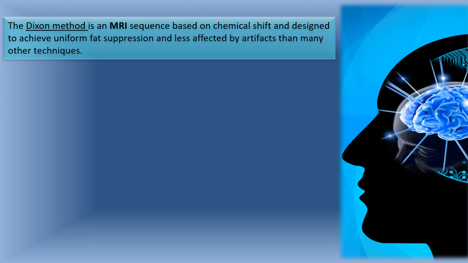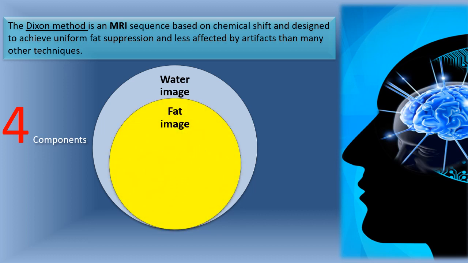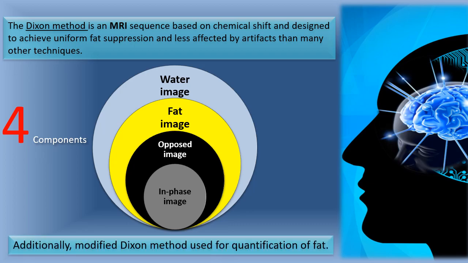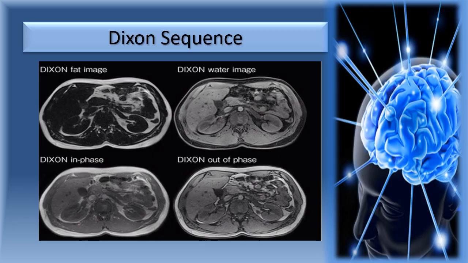This diagram demonstrates the four components of the Dixon method, including water image only, fat image, in phase and out of phase images. This is an image of what Dixon actually does. There are four groups of images. In the Dixon fat image, we can notice that the fat is bright in signal, and in the water image the fat is suppressed and it looks like T1 with fat sat, in addition to the two sequences, in phase and out of phase, with the characteristic India ink artifact at the out of phase image.